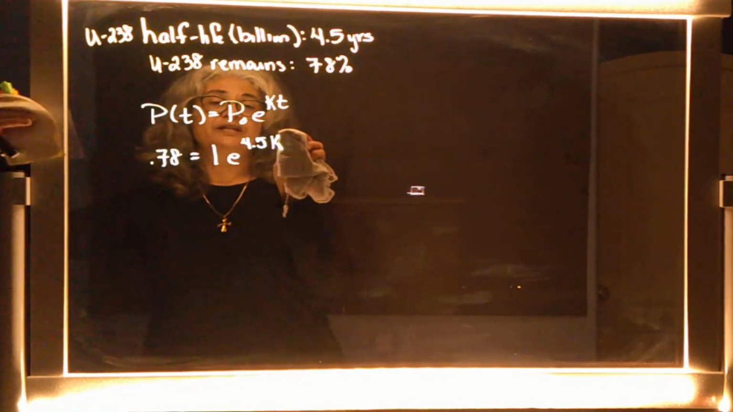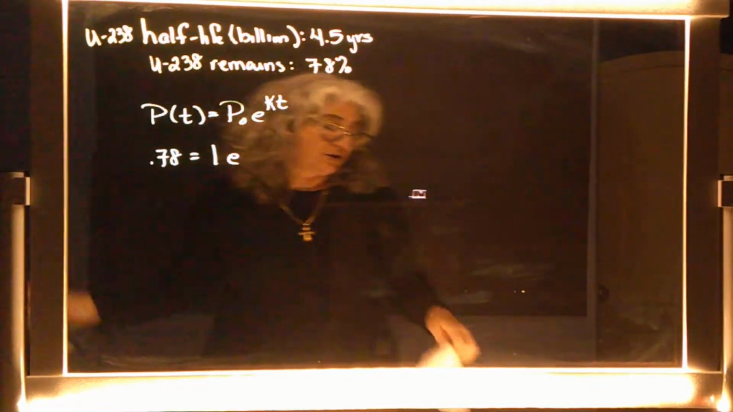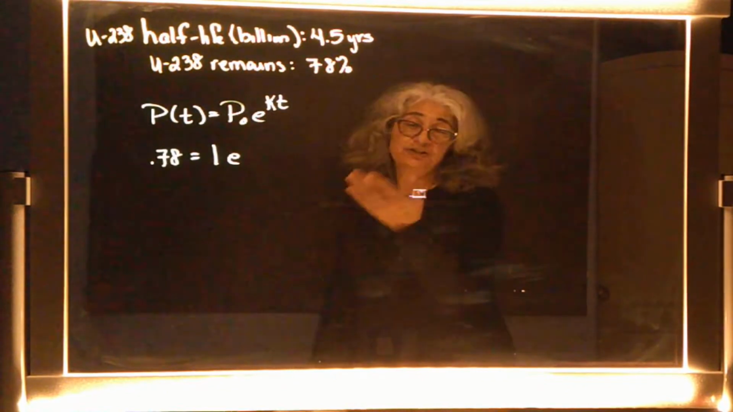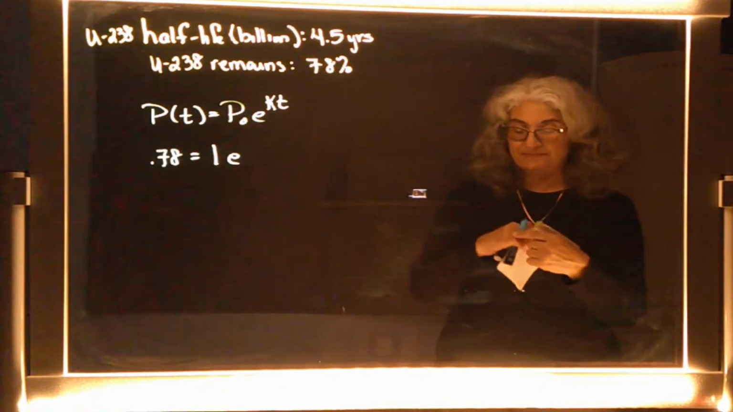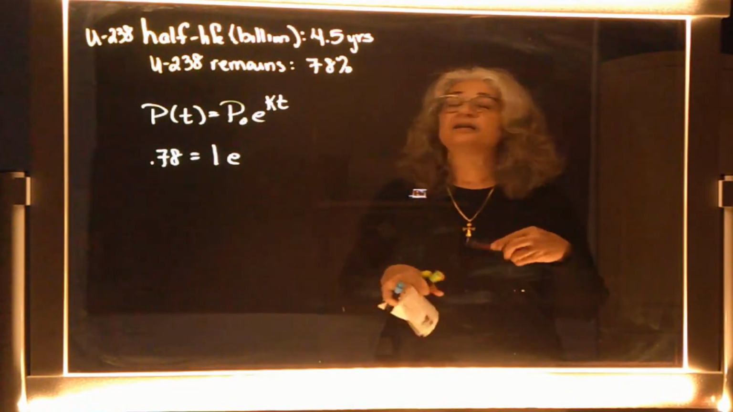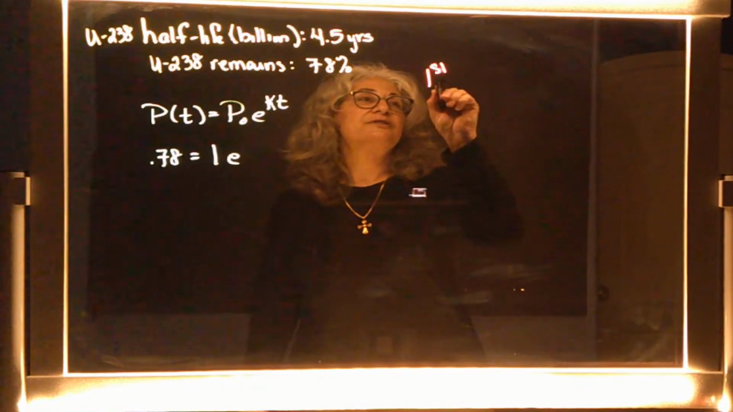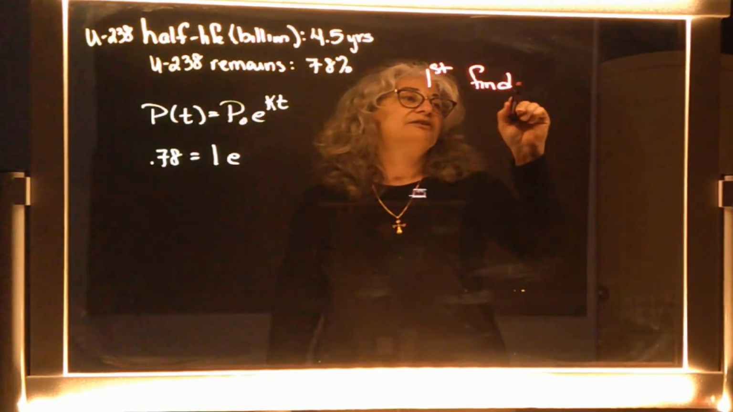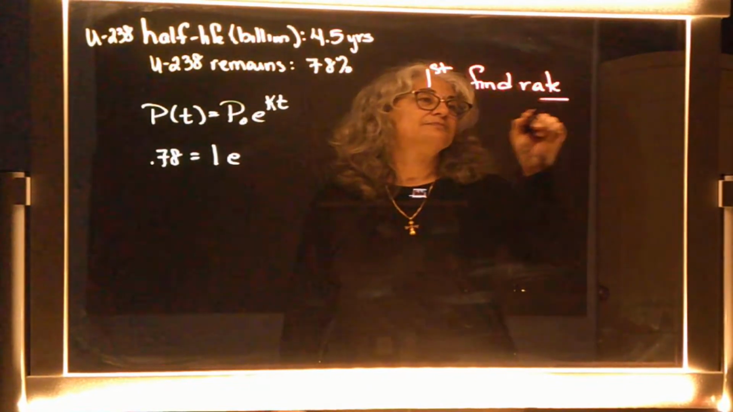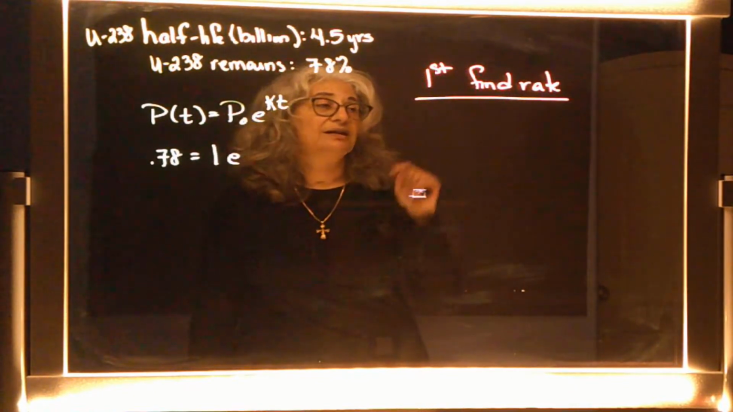I'm going to get rid of this KT for a second. Why? Because I can't do anything with that information yet, can I? All right, here's the thing. They didn't give us the rate, did they? First, find the rate. That's going to be key. I need to find the K.